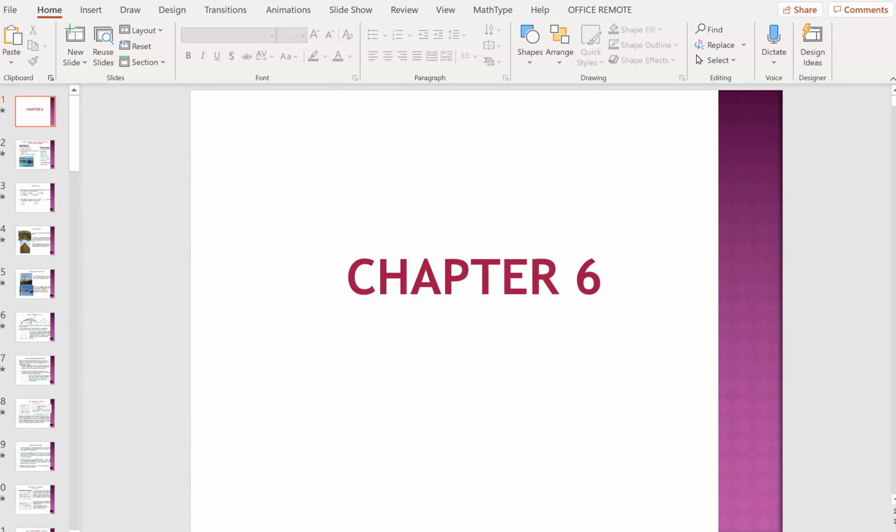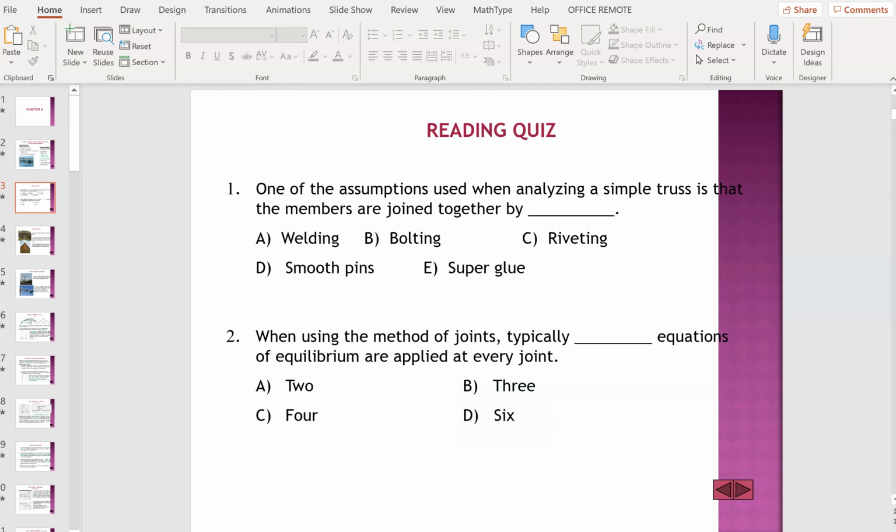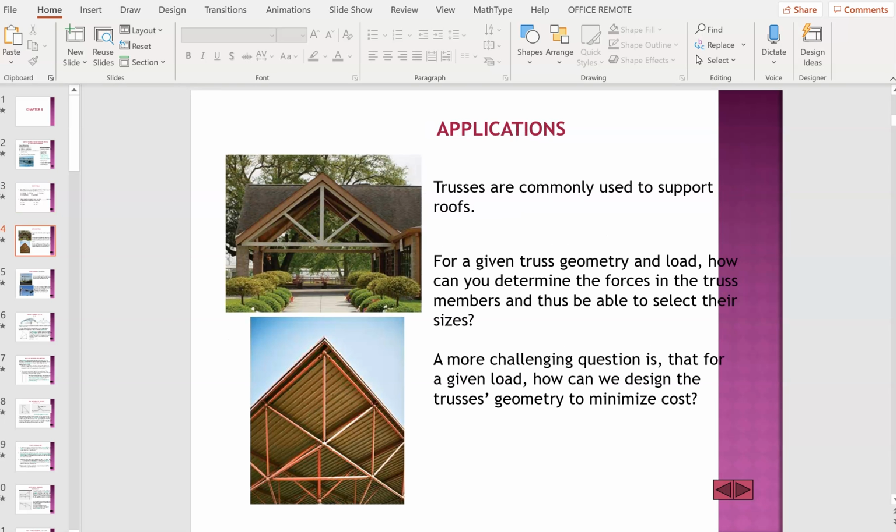Hi everyone, I'll be lecturing on chapter 6, which is structural analysis. My lecture covers 6.1, the simple truss, from textbook page 273, and the method of joints from textbook page 276. So today's objective is to define a simple truss and to determine the member forces in a simple truss. The reading quiz you may just answer by yourself.